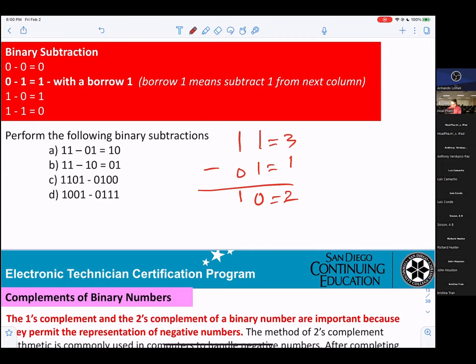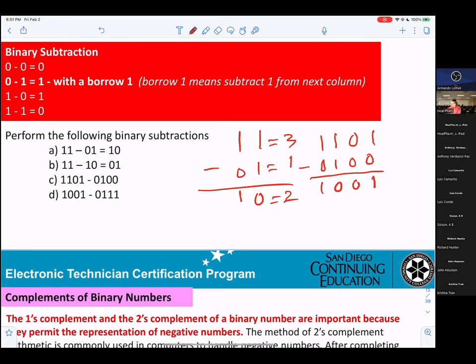Let's see. Number 6. 1 1 0 1 minus 0 1 0 0. One minus zero is one. Zero minus zero, zero. One minus one will be zero. One minus zero, one.